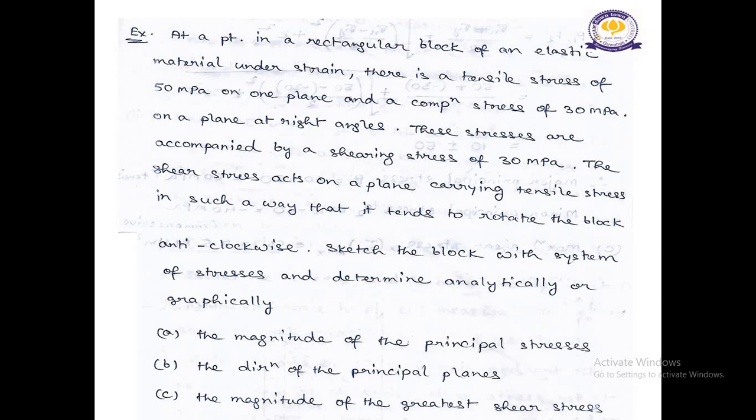So here is the question. At a point in a rectangular block of an elastic material under strain, there is a tensile stress of 50 megapascal on one plane and a compression stress of 30 megapascal on a plane at right angles. These stresses are accompanied by a shearing stress of 30 megapascal. The shear stress acts on a plane carrying tensile stress in such a way that it tends to rotate the block anti-clockwise. Sketch the block with system of stresses and determine analytically or graphically.